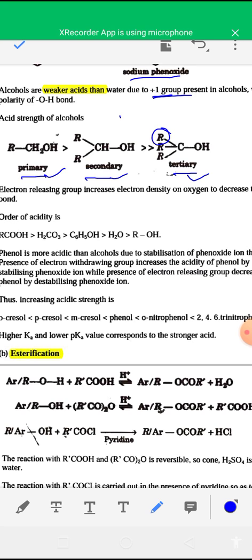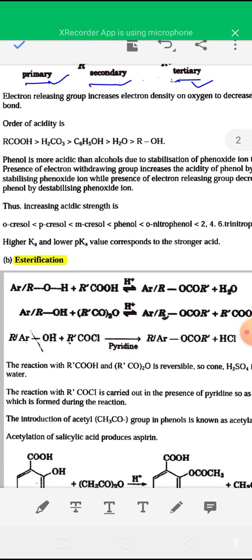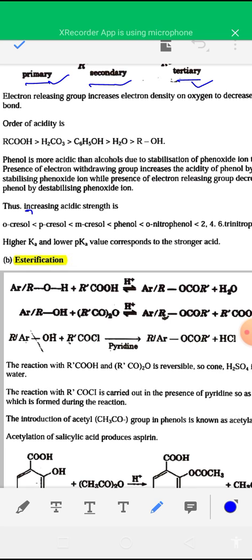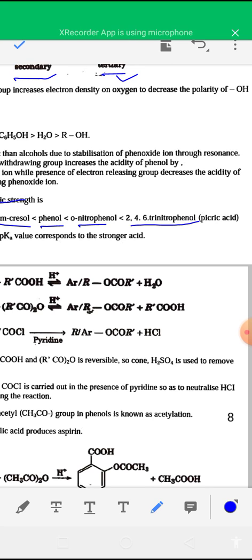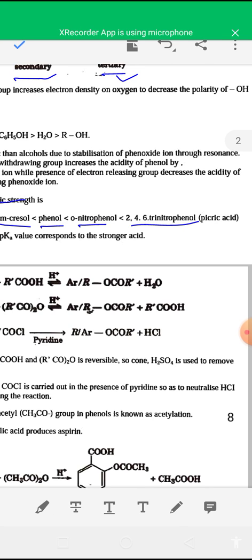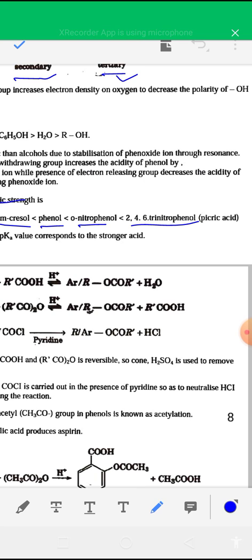Especially, you have to remember the acidic nature of different aromatic alcohols. The acidic nature of o-cresol is less than p-cresol, less than m-cresol, less than phenol, less than o-nitrophenol, less than 2,4,6-trinitrophenol, that is picric acid. So you have to remember, if an electron withdrawing group is present in the benzene ring of phenol, then the acidic nature of phenol will increase.